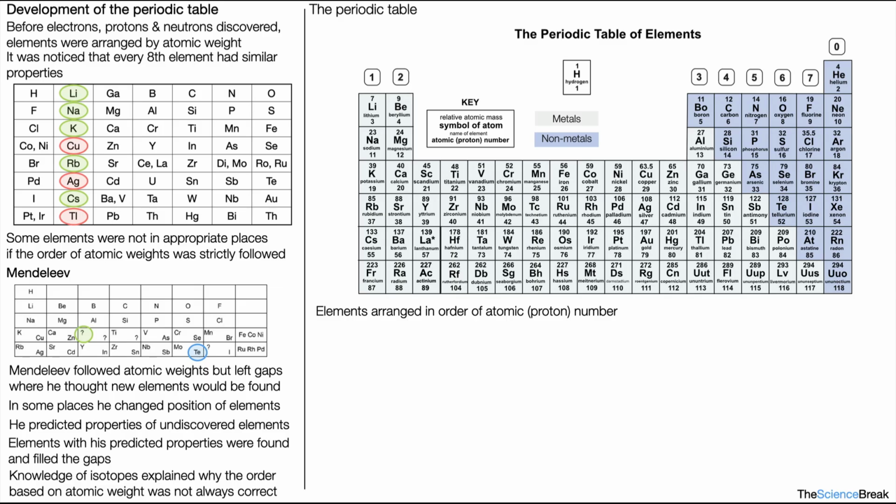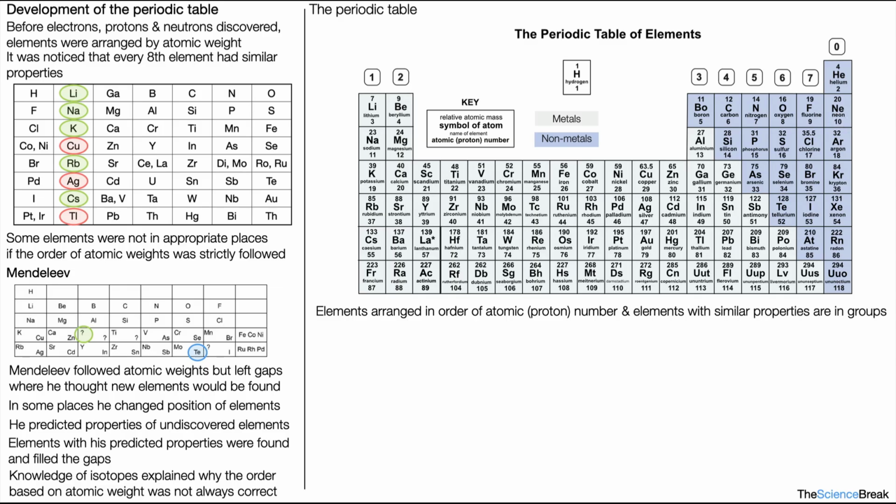Elements are arranged in order of atomic number. So there's hydrogen there with an atomic number of 1, helium with an atomic number of 2, lithium with 3, beryllium with 4, and so on, arranged in the order of atomic number.